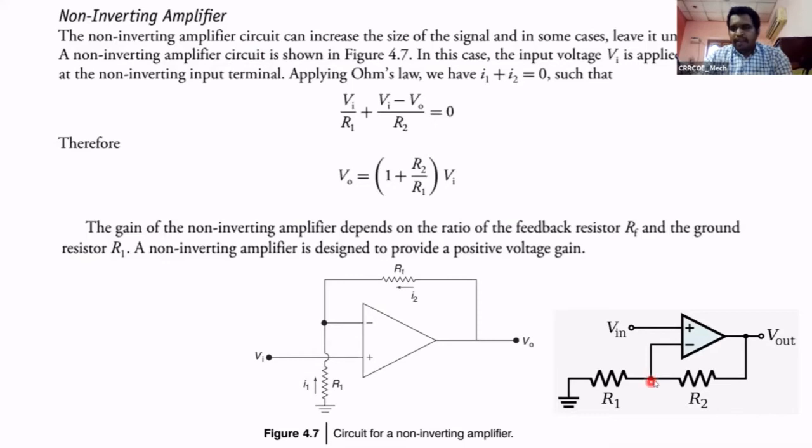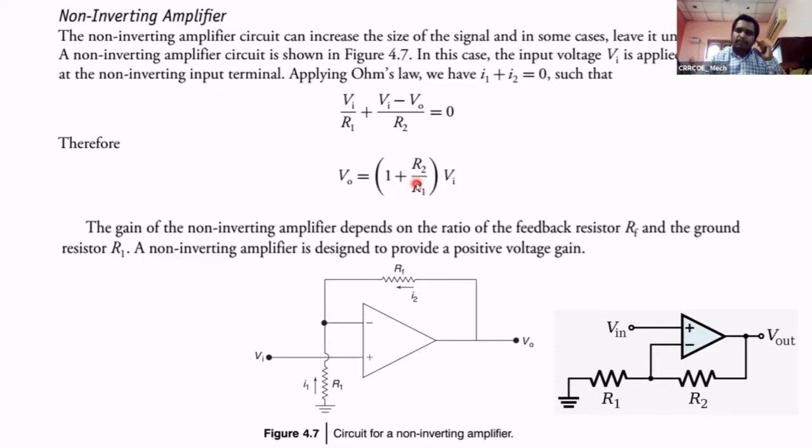Means for the middle voltage, according to the voltage rule, V in is equal to R1 by R1 plus R2 into V out. By rearranging this equation, V out is equal to 1 plus R2, that means RF, by R1 into Vi. You get this equation. Here also the gain of the amplifier depends on the ratio of RF and R1.